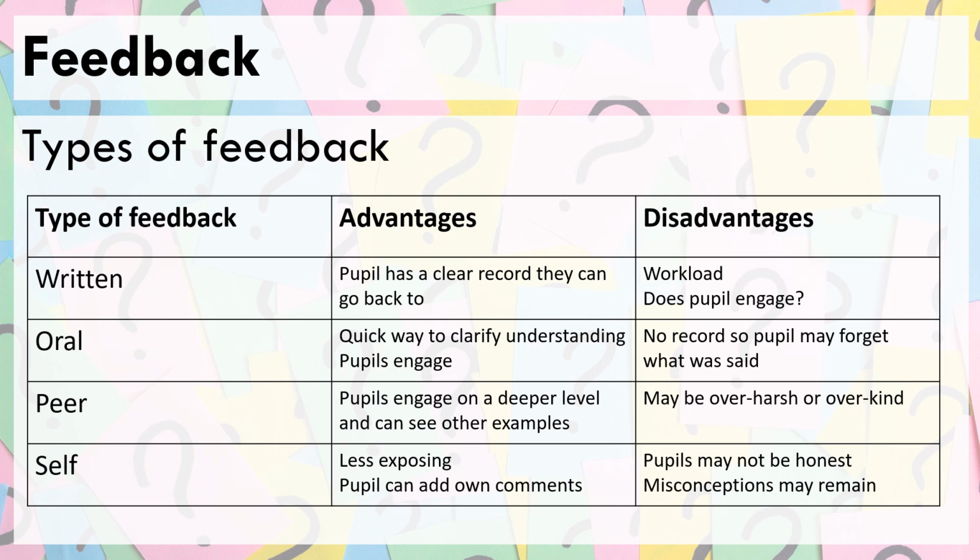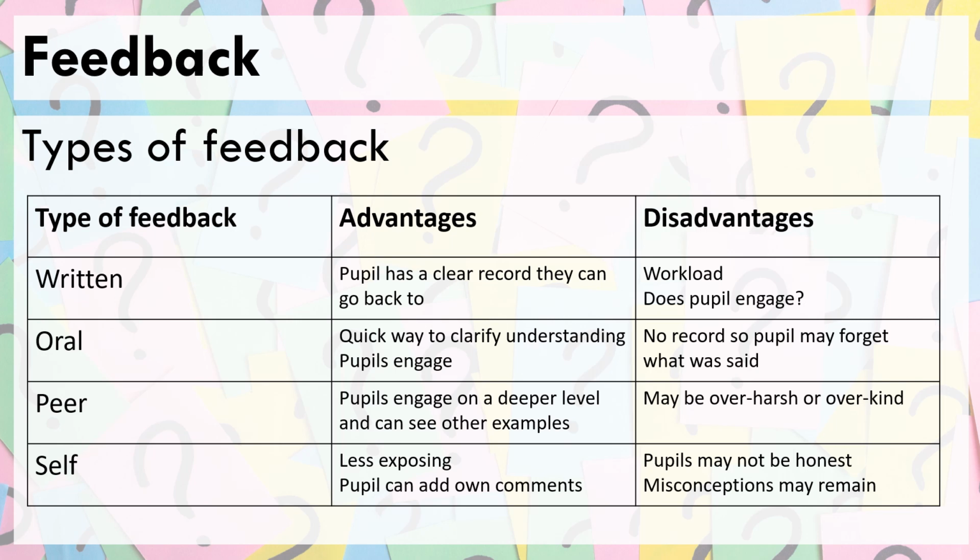Now, when we think about types of feedback, the 4 main ones that I've put down here are written, oral, peer and self. Written feedback has the advantage that there's a clear record that pupils can go back to. However, it can be a high workload for teachers, and if we don't use it properly and the student doesn't engage, then it's also a waste of all that work we've done. Oral feedback is really quick, very easy. You can clarify the child has understood you, and it means that pupils tend to engage more. But there isn't a record, so the pupil might forget what was said, so just bear that in mind.